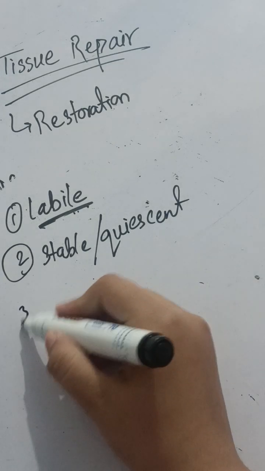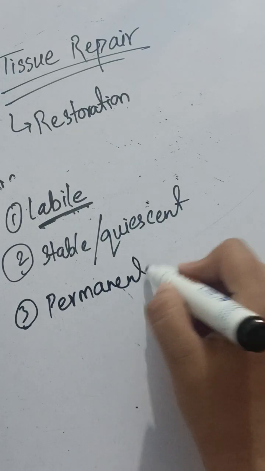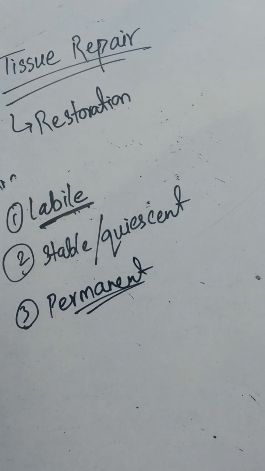Okay, the third are the permanent tissues, which can't divide. They have no ability to regenerate, and they will form a scar after injury. If an injury occurs in them, they will form a scar. They cannot regenerate or repair. For example, the neurons and especially the heart muscle cells are permanent. If they undergo an injury or damage process, they cannot return back. So these kinds of cells are also present within our body, so you should know about them.